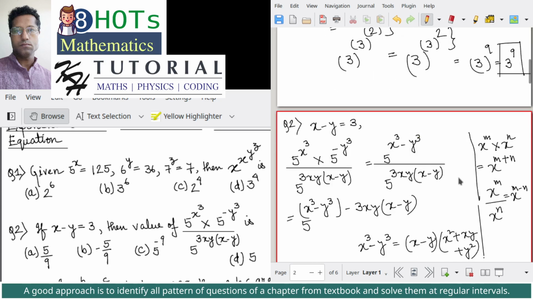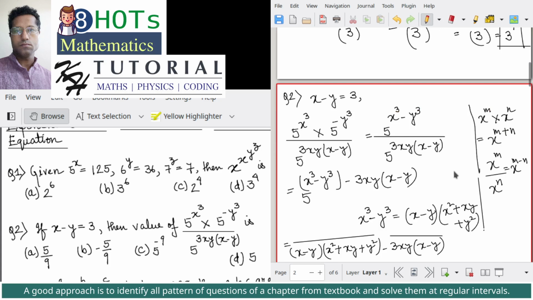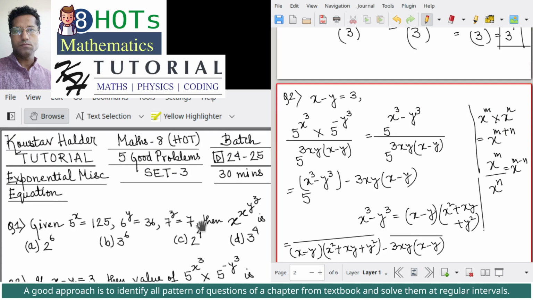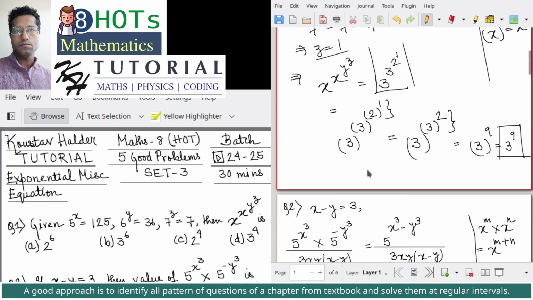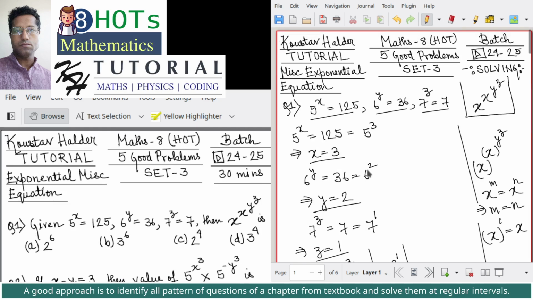Please do let me know if I am making any kind of mistake in solving problems 1 and 2. I will highly appreciate that. So with this, it brings to an end possibly the last set of 5 good problems on solving miscellaneous exponential equations. I hope these problems will give you a good insight into how to solve this kind of problem using the laws of exponents.